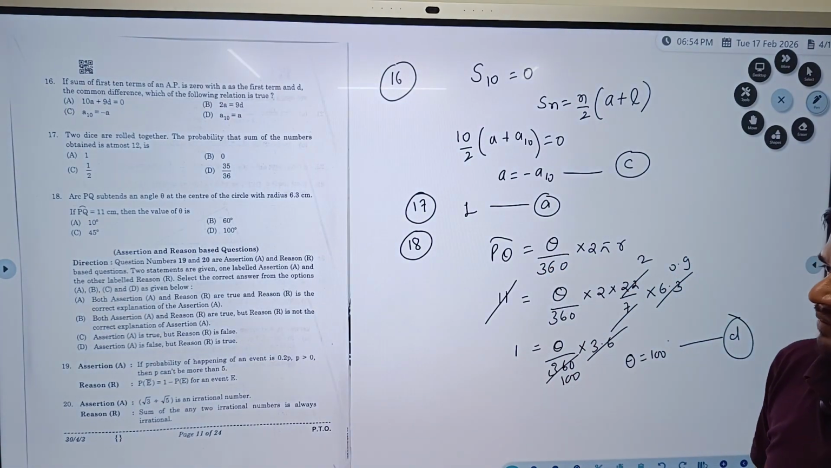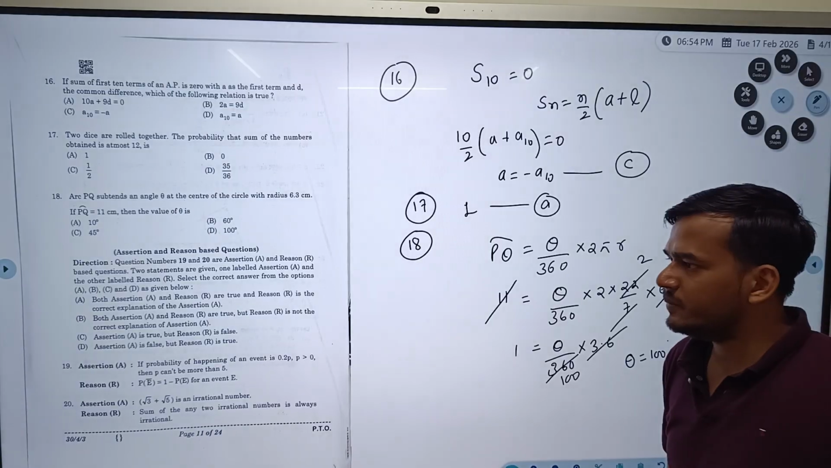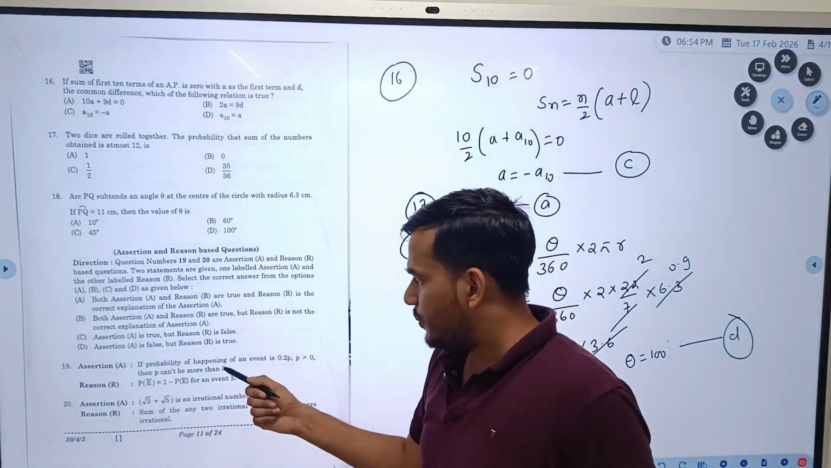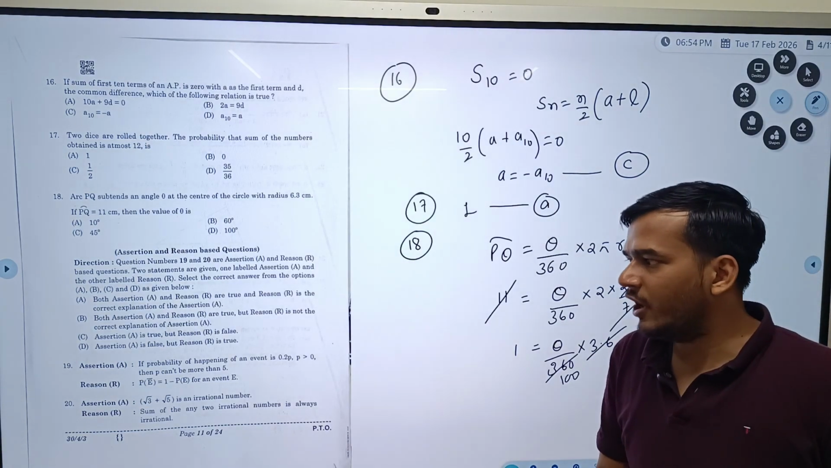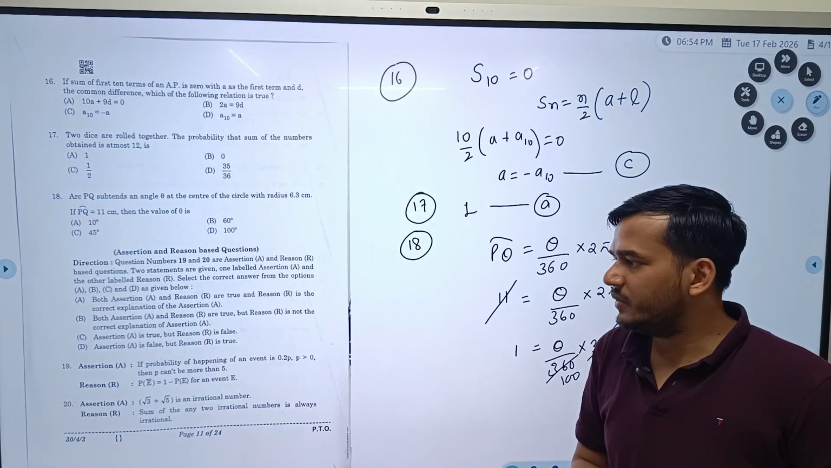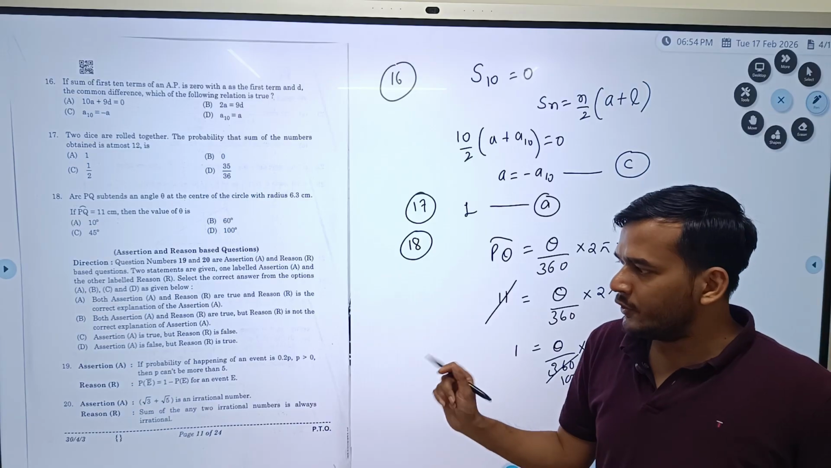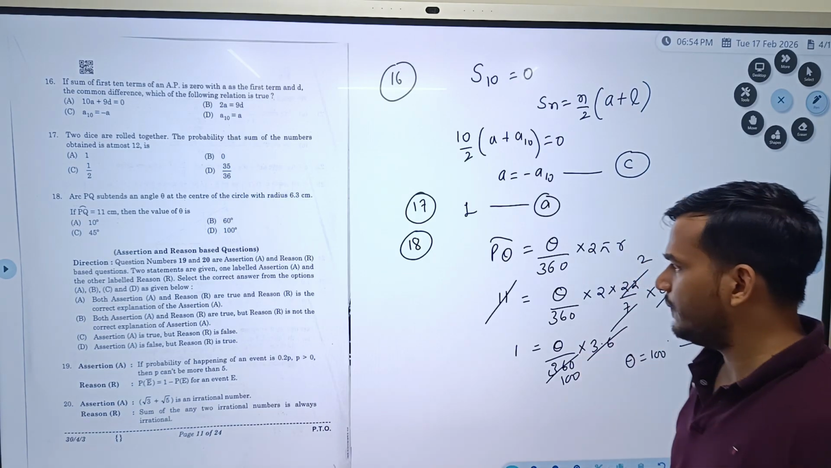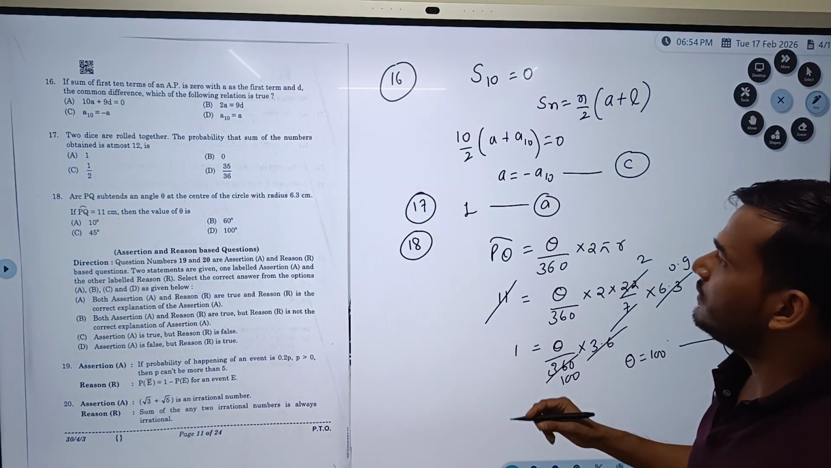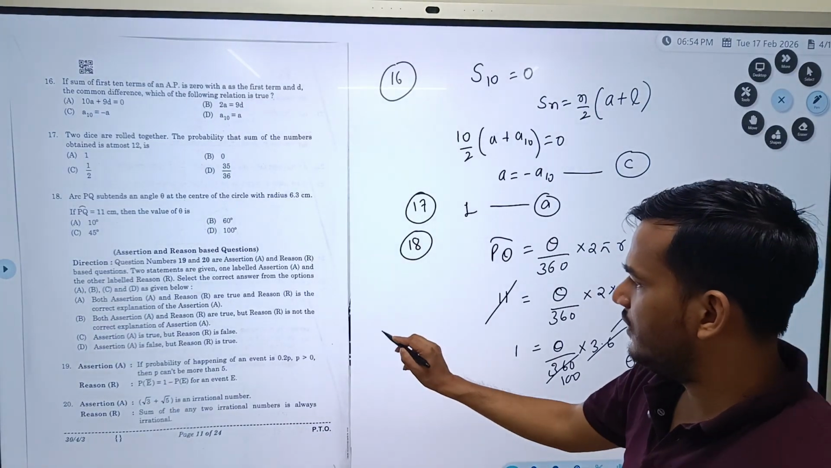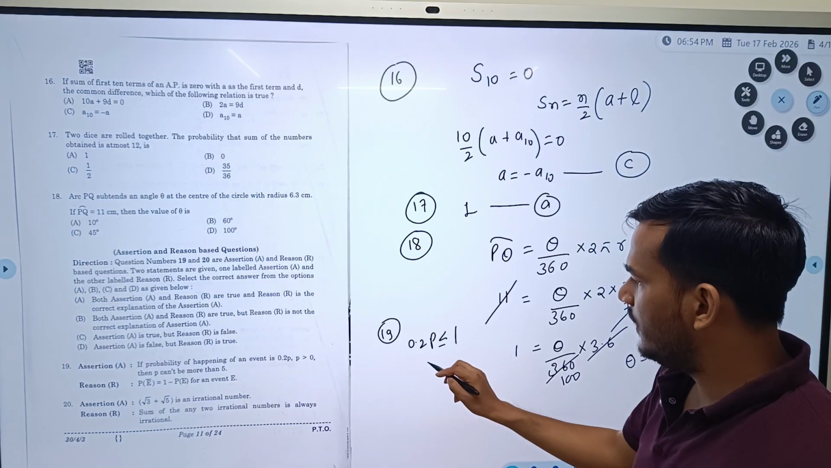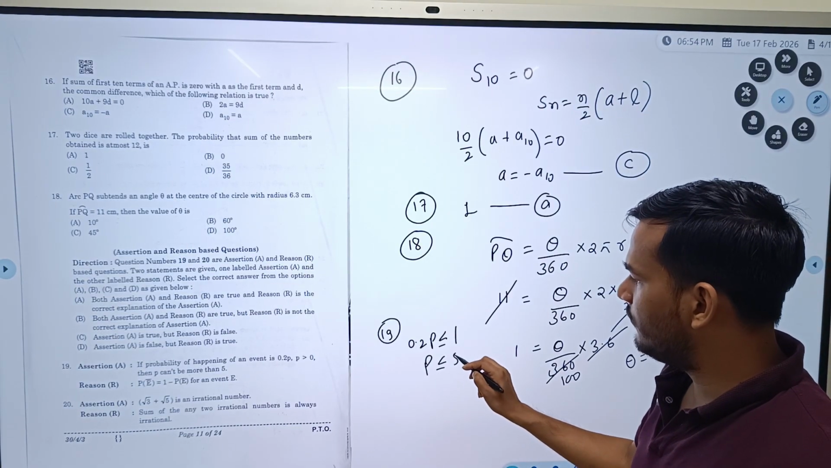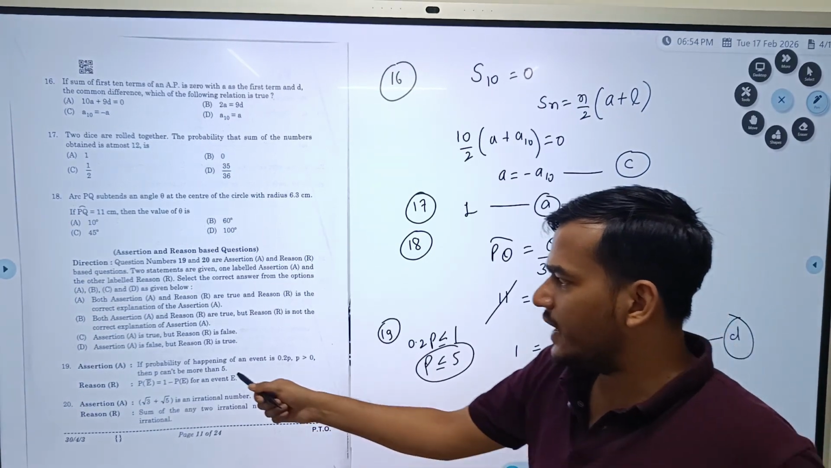Now question number 19. This is assertion reason type. See, the probability of happening of an event is 0.2p, and we know that the value of probability always lies between 0 and 1. So 0.2p cannot be more than 1. 0.2p is always less than or equal to 1. So p is always less than or equal to 5. So p can't be more than 5.